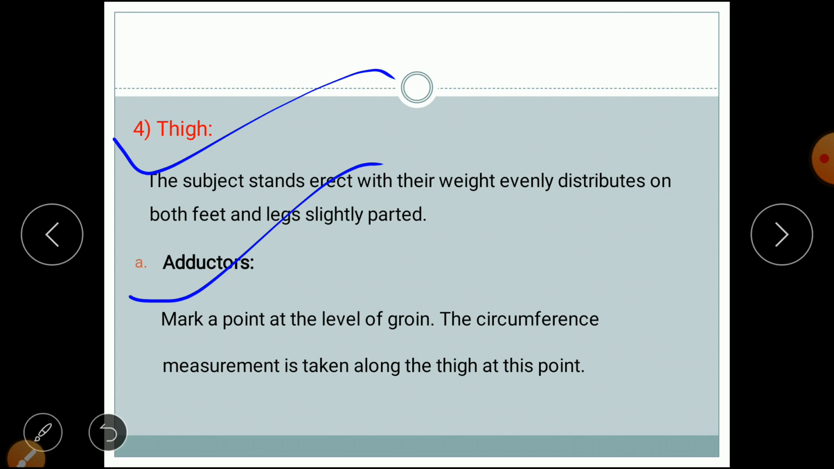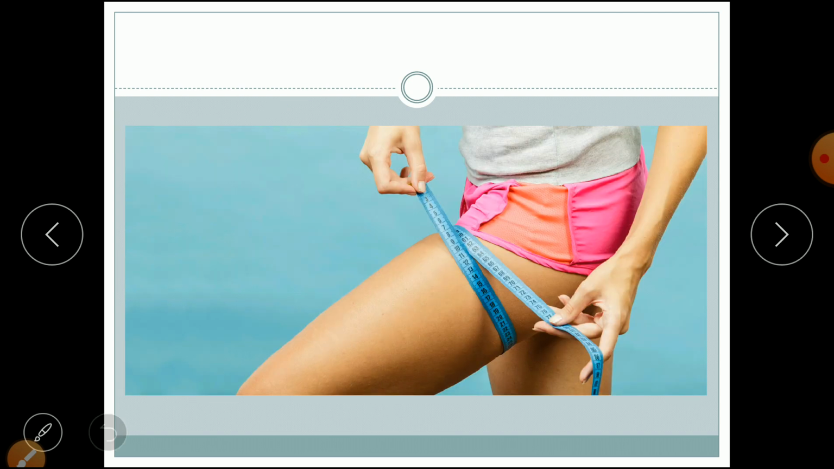In the groin region you have to put the measure tape and take a circumference along the thigh point. So this is about the adductors. See in this diagram, this is about the adductors. You have to put the measure tape around the groin region, take a measurement, and compare with the other side.